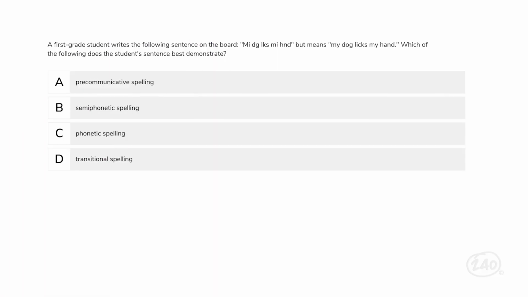A first grade student writes the following sentence on the board: "My dog licks my hand," but means "My dog licks my hand." Which of the following does this student's sentence best demonstrate? Pre-communicative spelling, semiphonetic spelling, phonetic spelling, transitional spelling. This is the right choice.